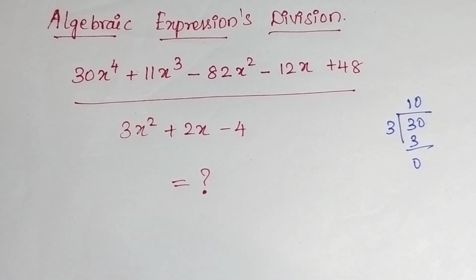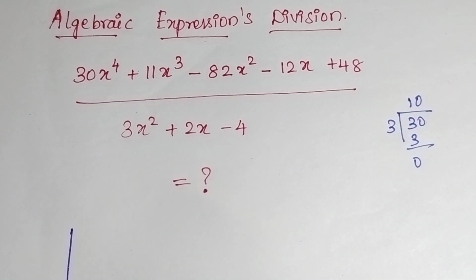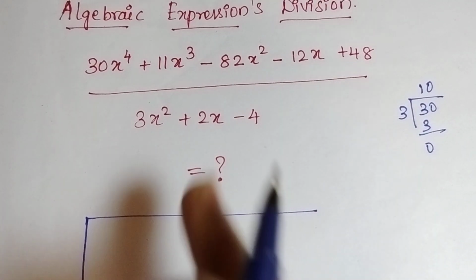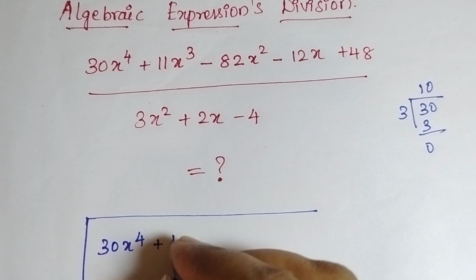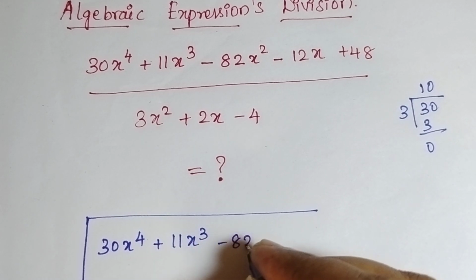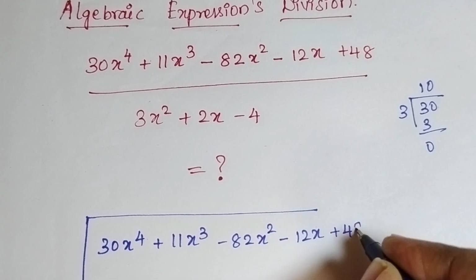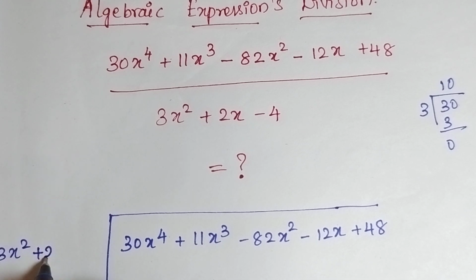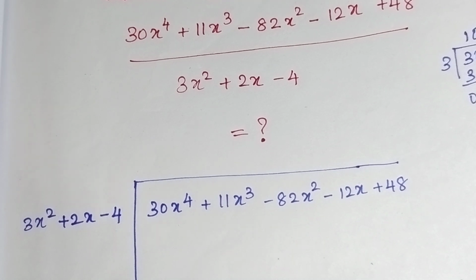equations. So for that, usually we write like this, no? So I am going to write it like this. The numerator will be written here, that is 30x power 4 plus 11x cube minus 82x square minus 12x plus 48. So this is what is given in the question. The divisor is 3x square, that is the denominator. So I'll write this equation like this.